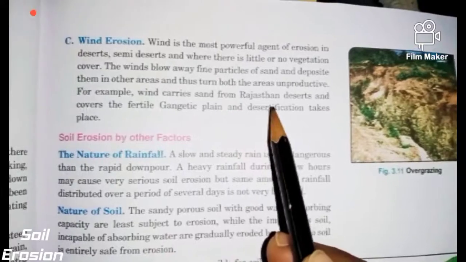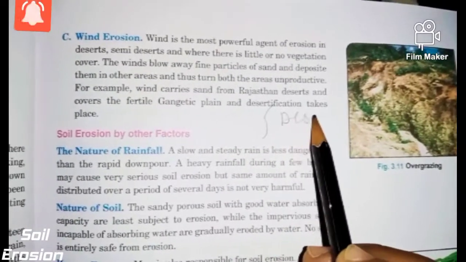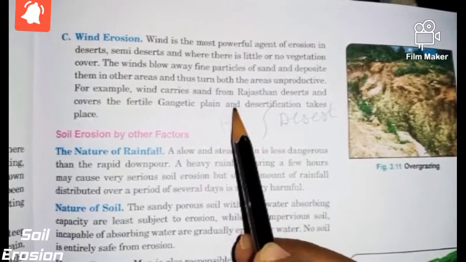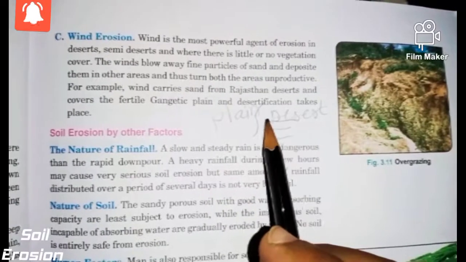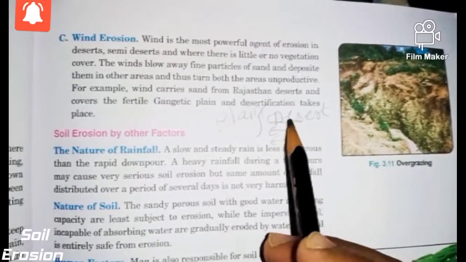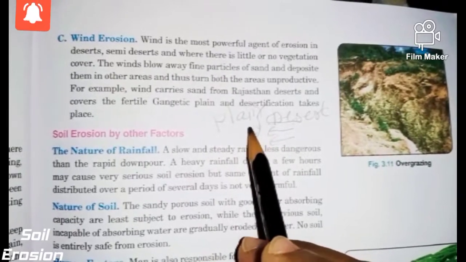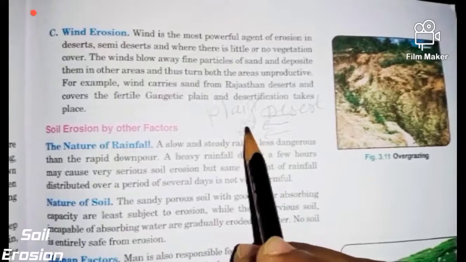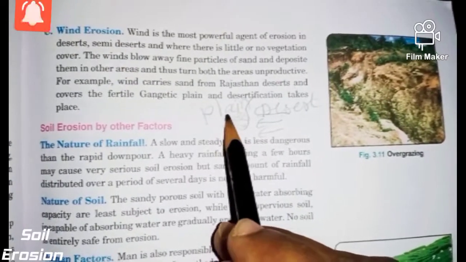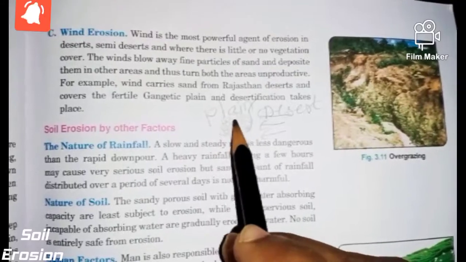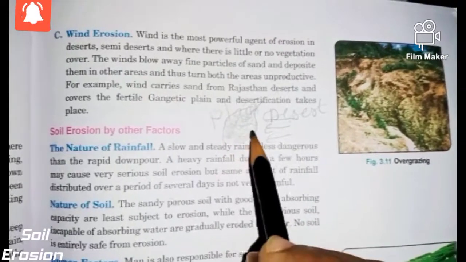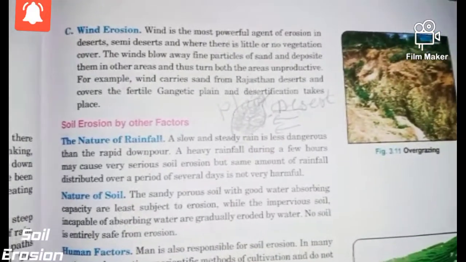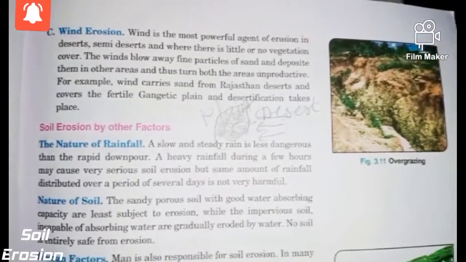In short, just try to understand here. This is a deserted area and this is a plain area. Now the deserted area does not have a good amount of vegetation, and when the wind blows over the desert, it carries small sand pieces and deposits them over the plain areas. As this process goes on 24/7, year after year, we can see the plain area started covering with sandy particles. So this area also becomes what? Deserted areas, and this is mostly caused by the wind. So it is called wind erosion and makes the area infertile.